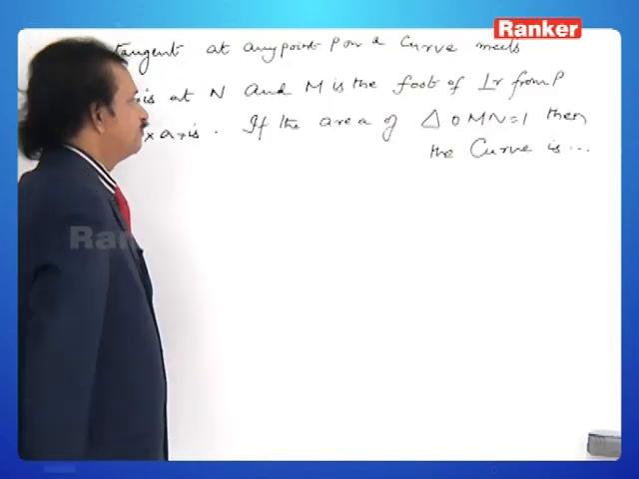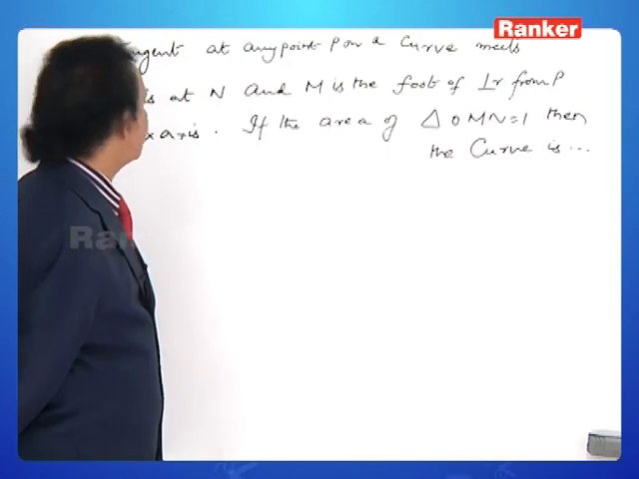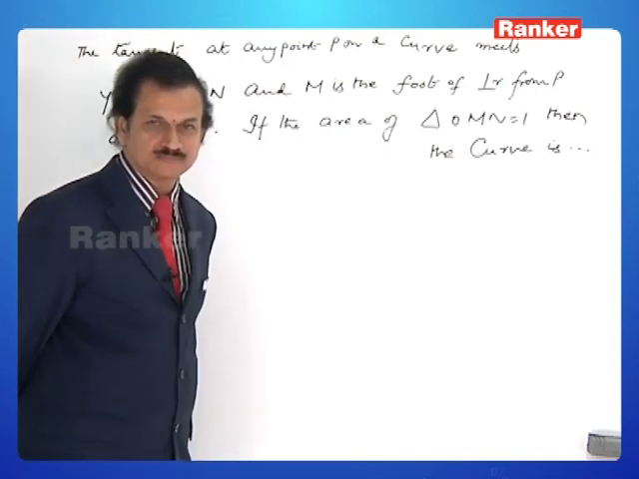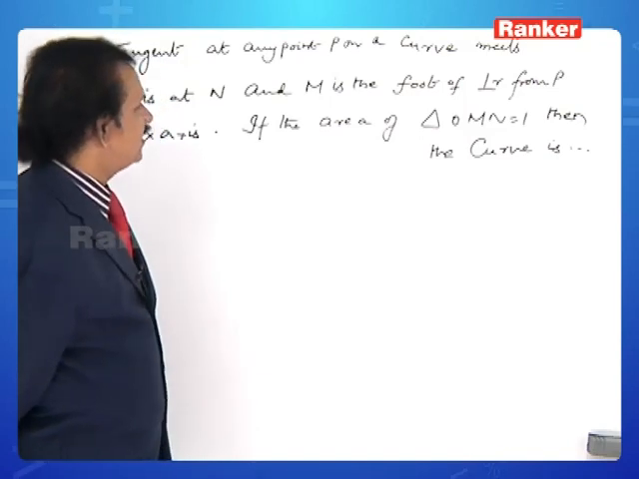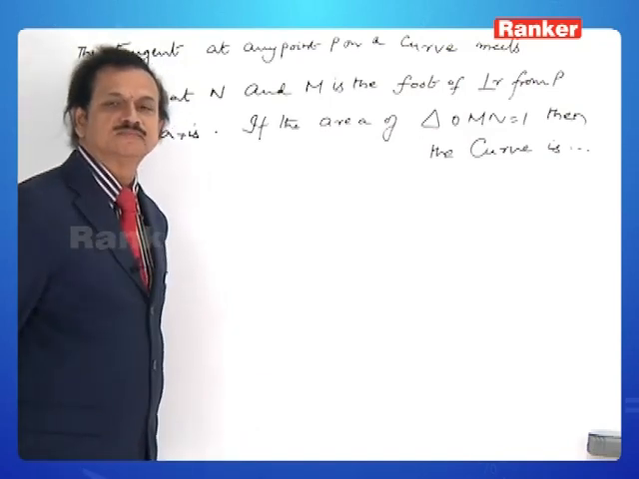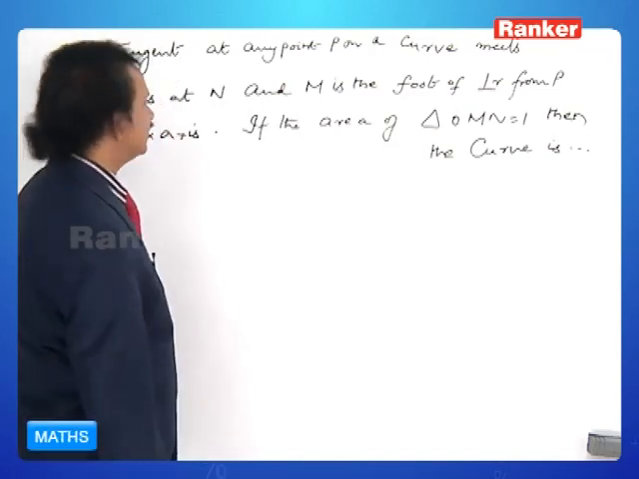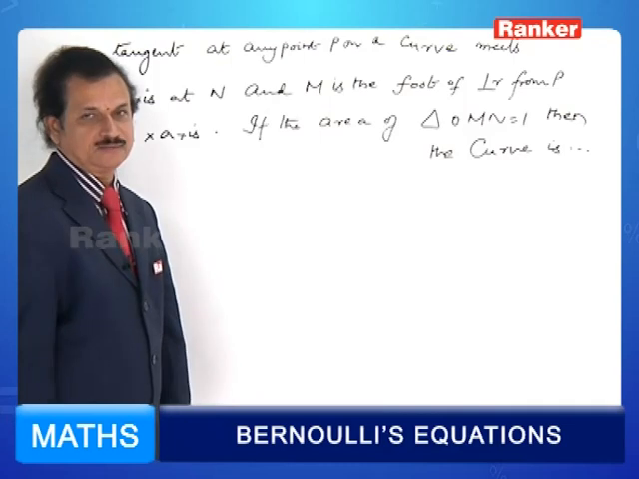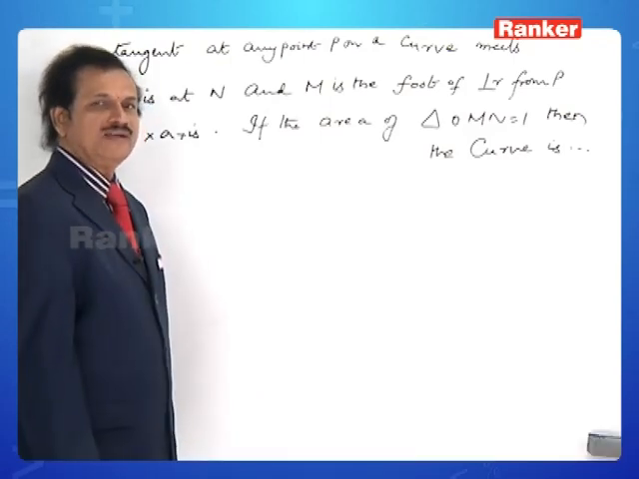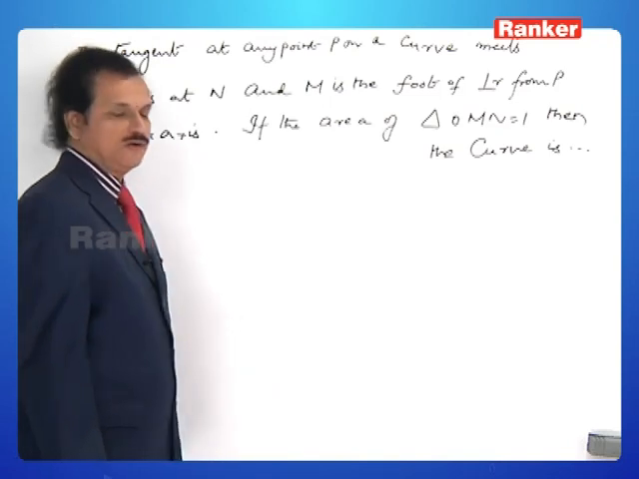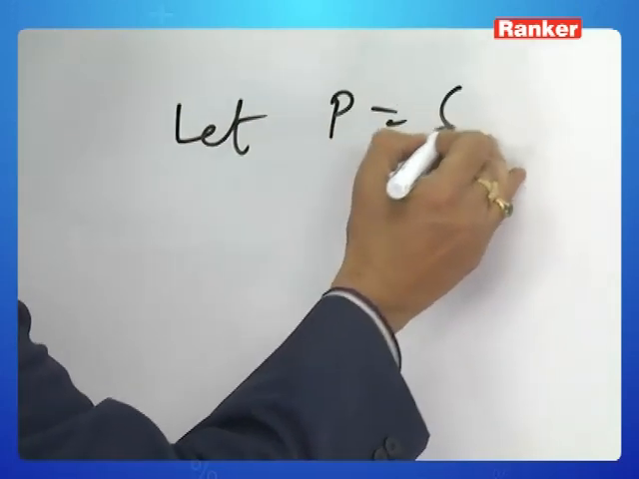The tangent at any point P on the curve meets the y-axis at N, and M is the foot of perpendicular from P on the x-axis. If the area of triangle OMN is 1, then the curve is? First of all, let us have the equation of the tangent. Let y is equal to f of x be the curve. What is the equation of the tangent? Let P be (x1, y1).